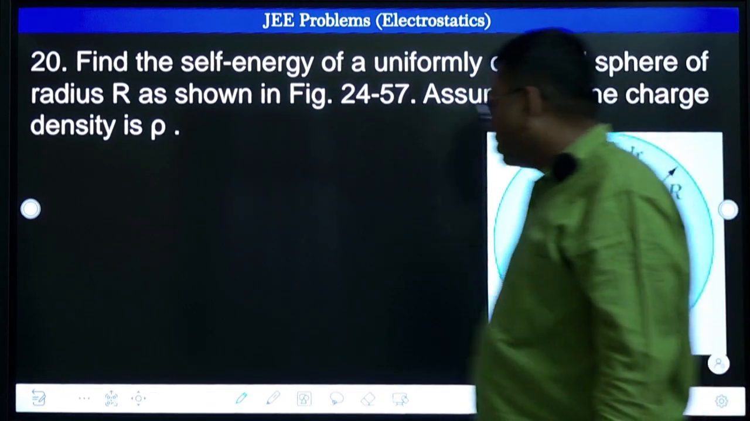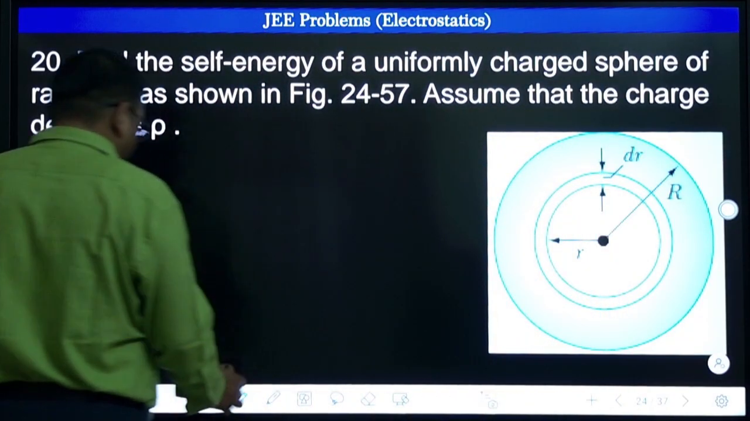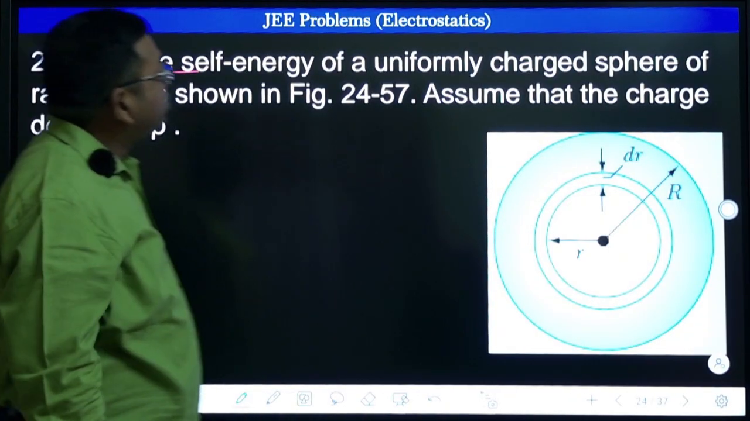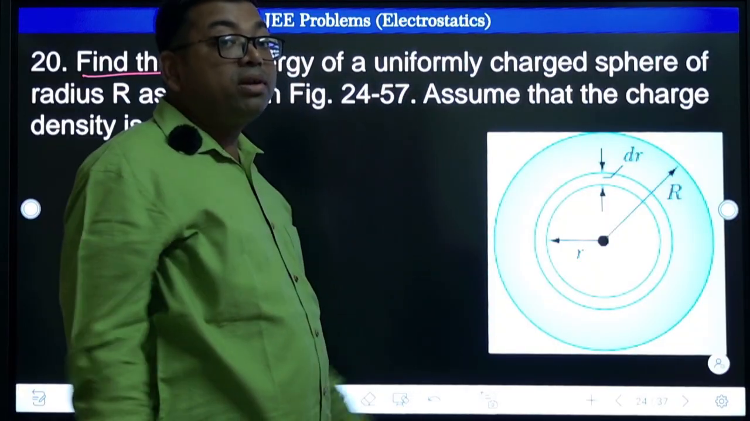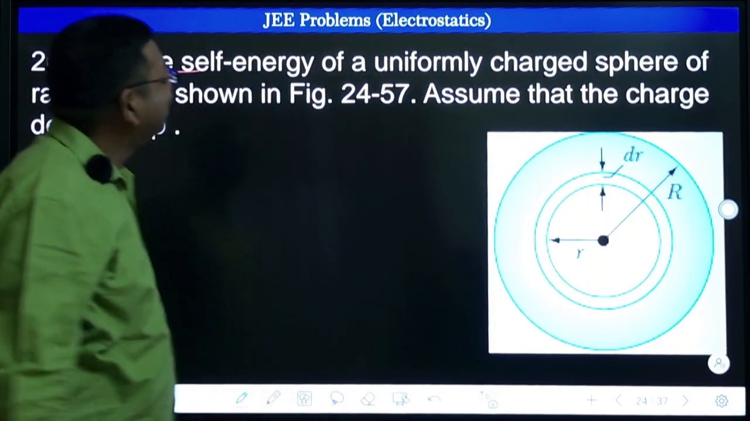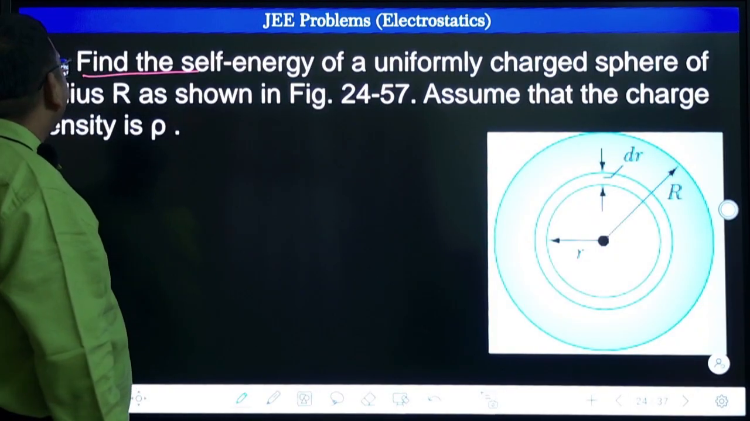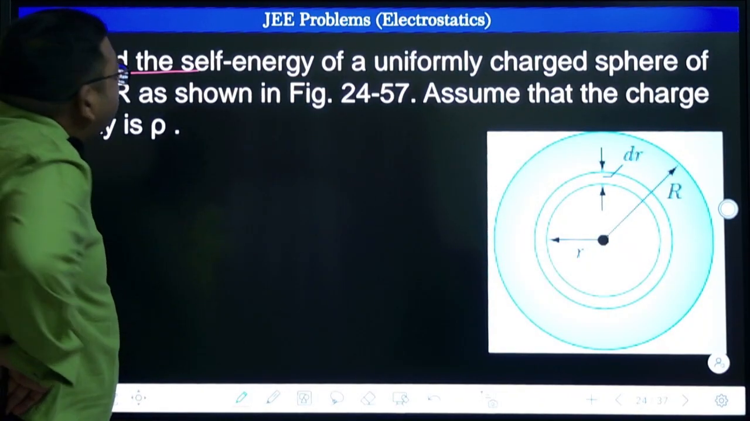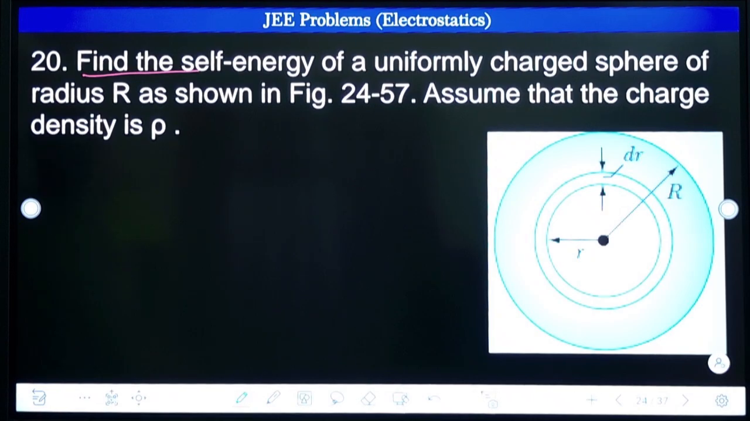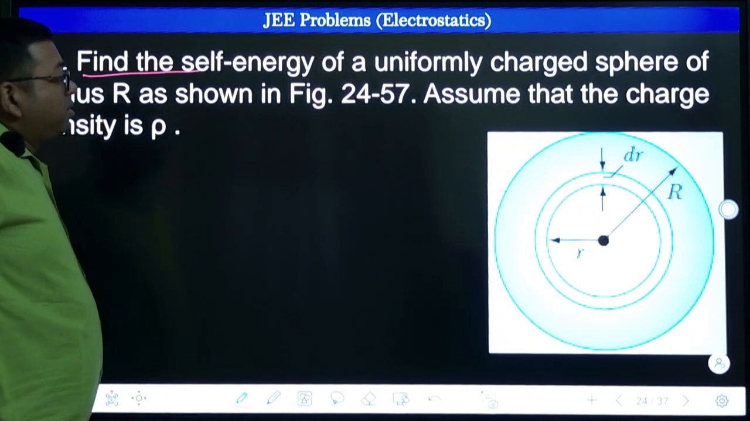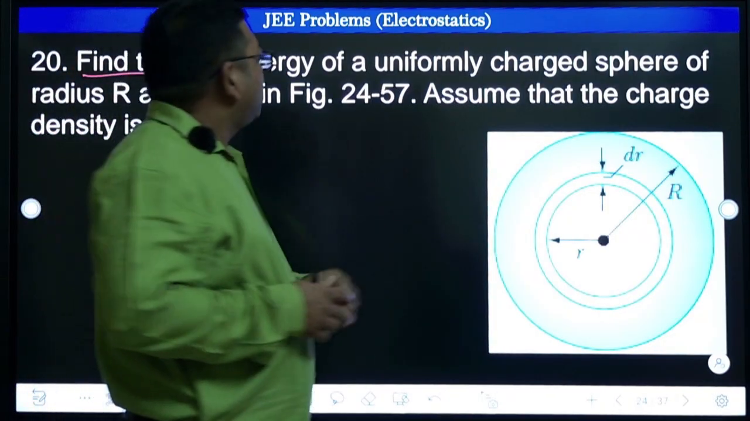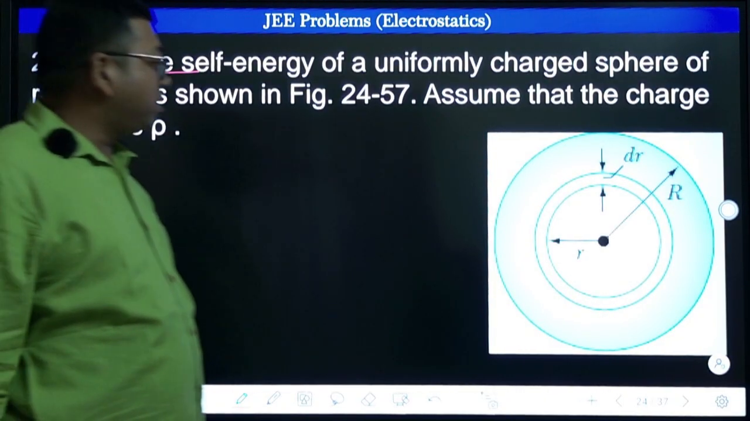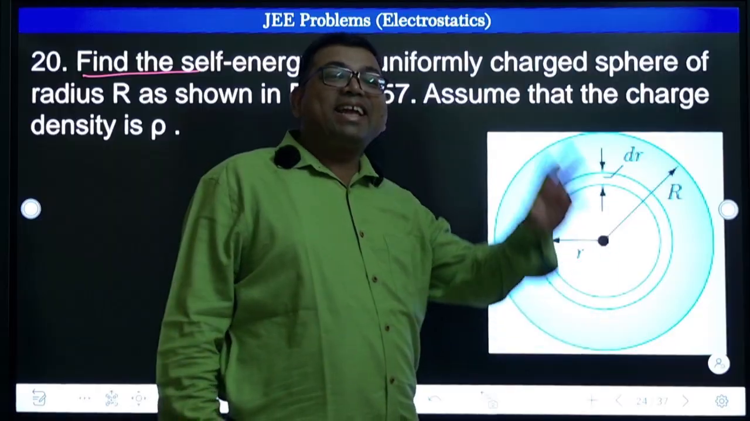Question number 20. Let us solve this. Find the self energy of a uniformly charged sphere of radius capital R, as shown in the figure. Assume that the charge density is rho. Uniformly charged sphere, volume charge distribution. It's like an insulator. It is not a conductor. Conductor means it is like a shell.